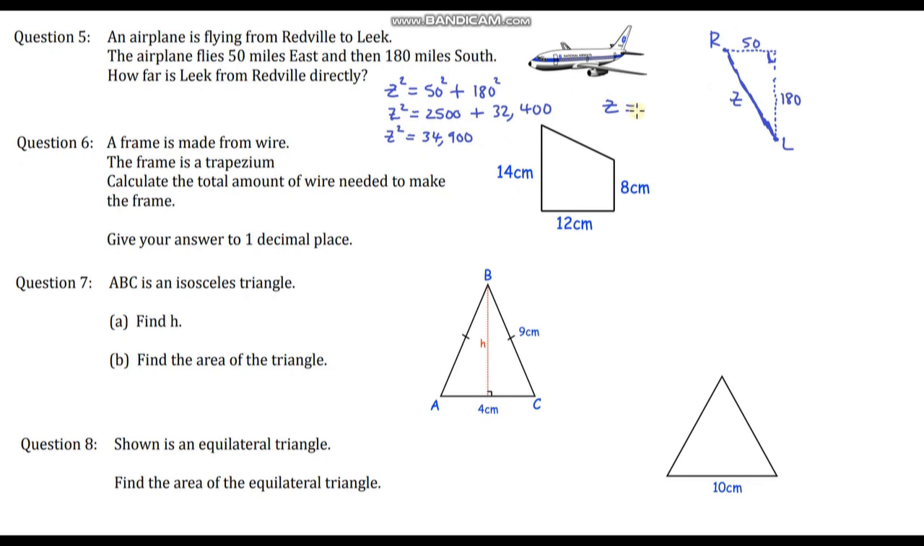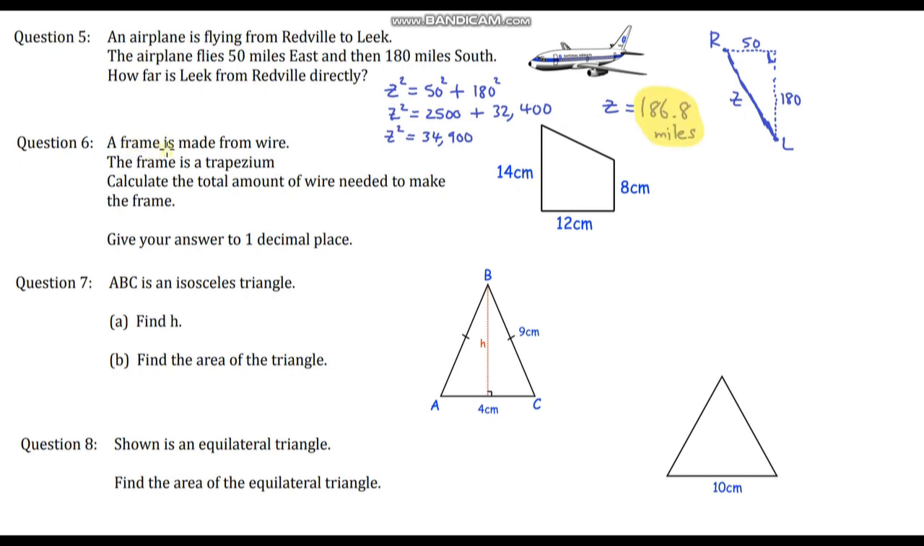So the square root of 34,900, and we get 186.8. Again, it doesn't say what to round to, so I'm just going to round to one decimal place, but I am going to include my units, that is in miles. So this is my answer here, 186.8 miles.